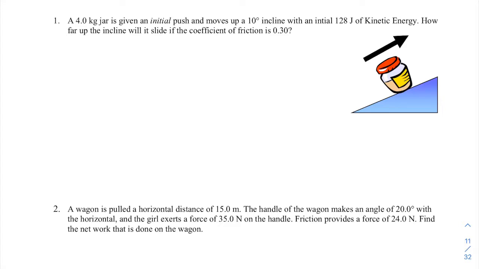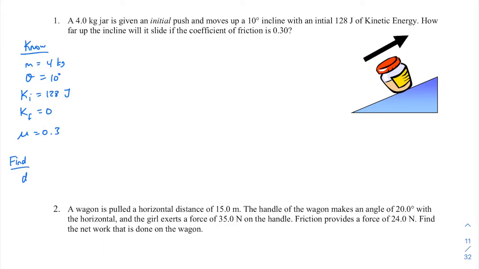So let's just digest what we know, right? We know the mass is 4 kilograms. We know the angle is 10 degrees. Initial kinetic energy is 128. It slides up it, and we want to know how far it slides up, and so the assumption is that K final is 0. And mu is 0.3, and we're trying to find the distance.